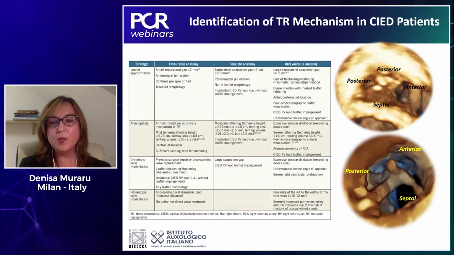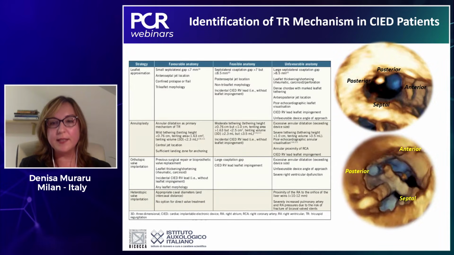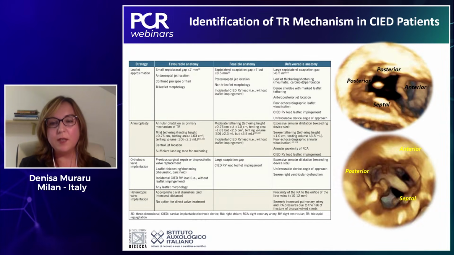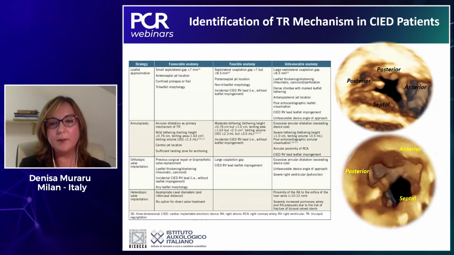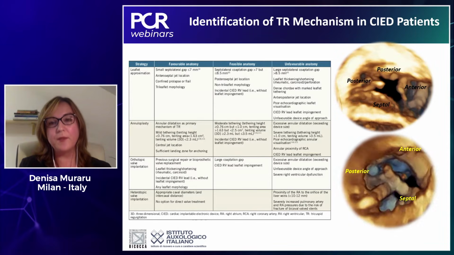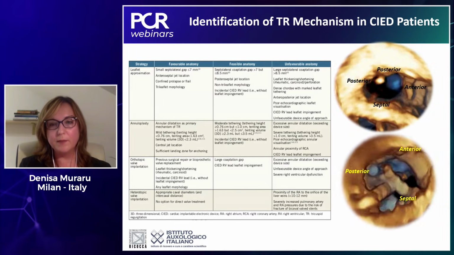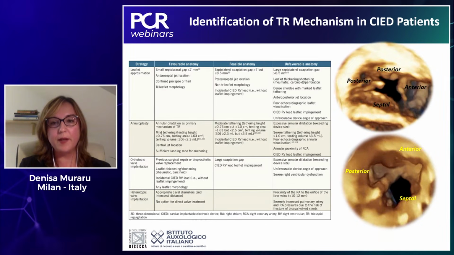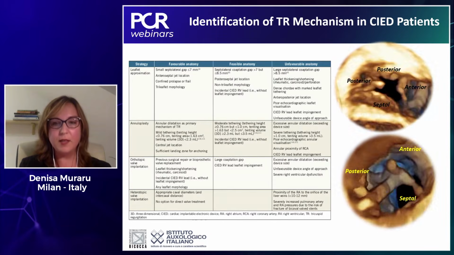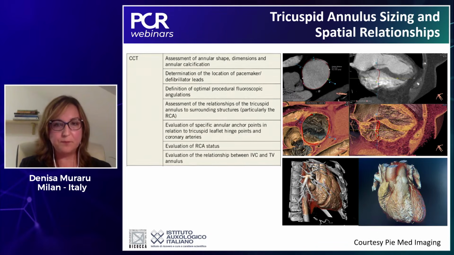Finally, it is important to look at the relationship between the leads and the leaflets, because if you have an impinging lead on a leaflet, this is not feasible for annuloplasty or for edge-to-edge repair, and most of the time it requires replacement.